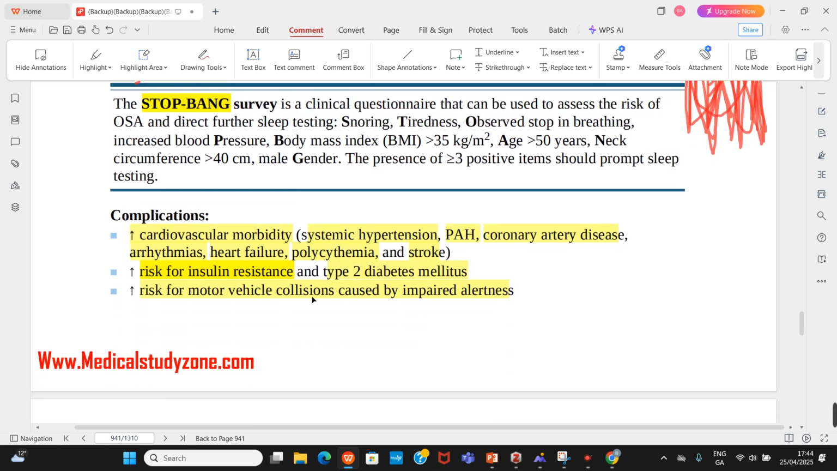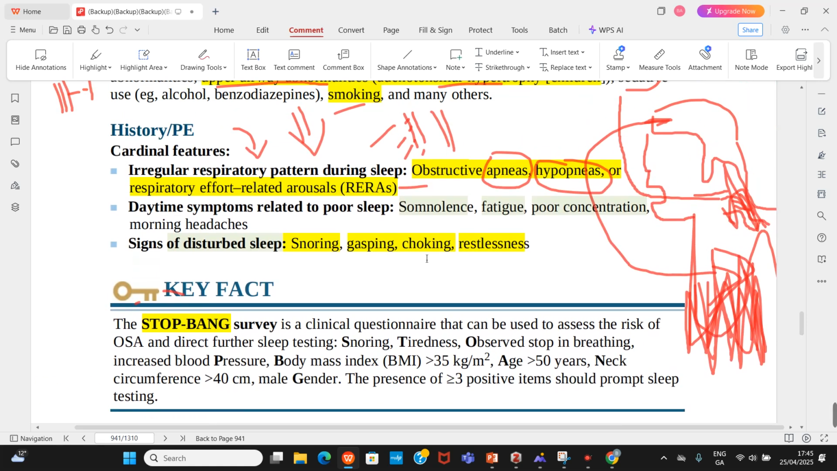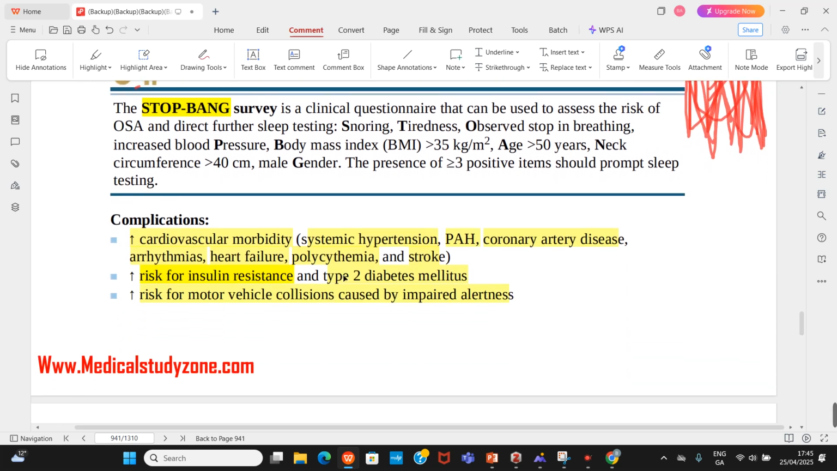So what are the complications? There's an increased risk of cardiovascular morbidity. Why? Because don't forget, somebody that is choking, that is restless, that's having apnea, there's going to be hypoxemia. And don't forget, hypoxemia in the pulmonary vasculature causes pulmonary vasoconstriction. So there's pulmonary arterial hypertension. Hypoxemia increases sympathetic drive. So they're going to be having hypertension, systemic, not pulmonary now, systemic hypertension. So they have both systemic and pulmonary arterial hypertension.